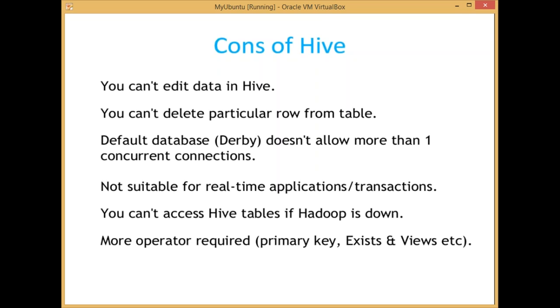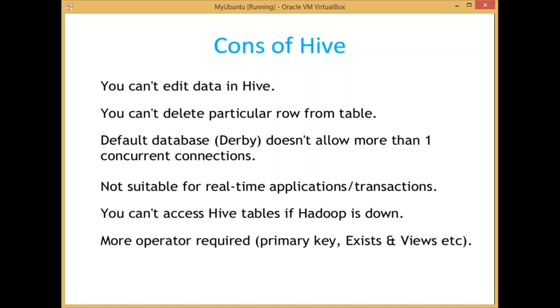The default database Derby, which we talked about in the previous slide, does not allow more than one concurrent connection. So that's a limitation, but we have a solution for that. We can use any JDBC compliant RDBMS which can provide more than one concurrent connection.